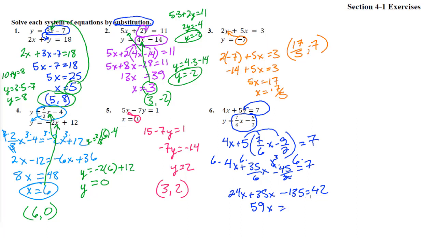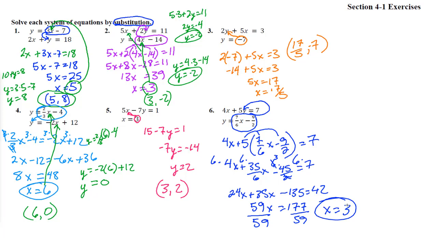24x plus 35x, that is 59x equals, add the 135 over there, and we get 177. Divide by 59, divide by 59, and oh boy, does that simplify? I think it does. I think it comes out to be 3. x equals 3. Wow, we got lucky on that one.